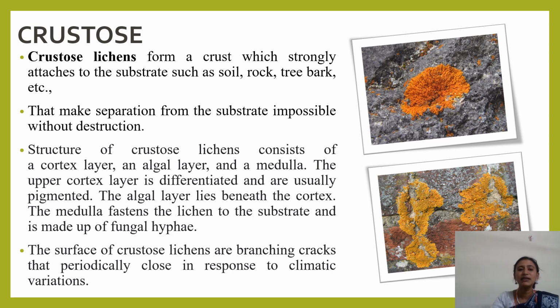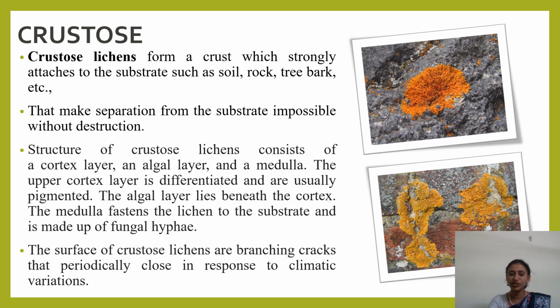For example, crustose lichen forms a crust which strongly attaches to the substrate such as soil, rocks, tree barks, etc. Any hard surface which is suitable for the growth of lichens will contribute the first growth, called crustose lichen. That makes separation from the substrate impossible without destruction.